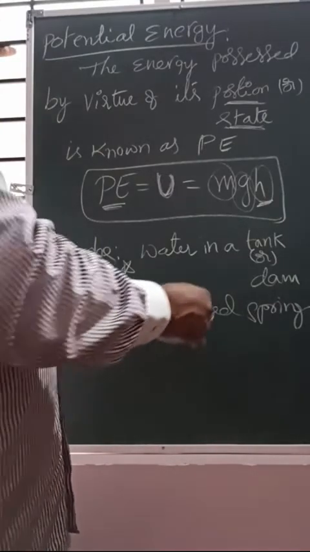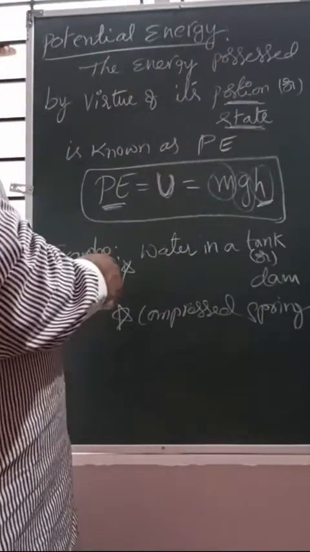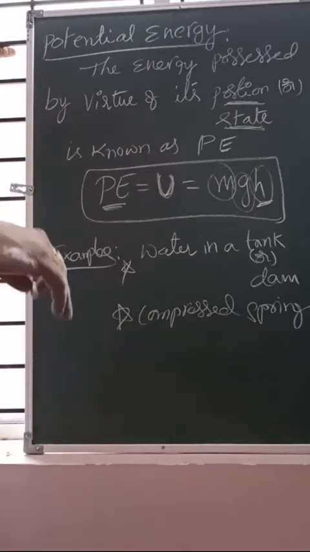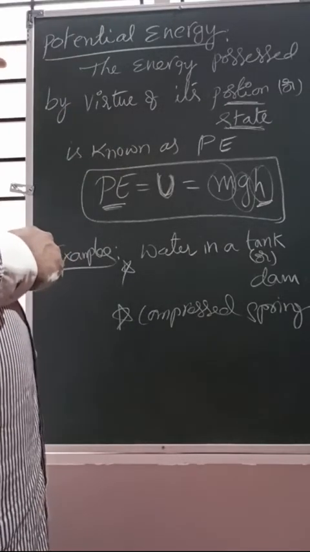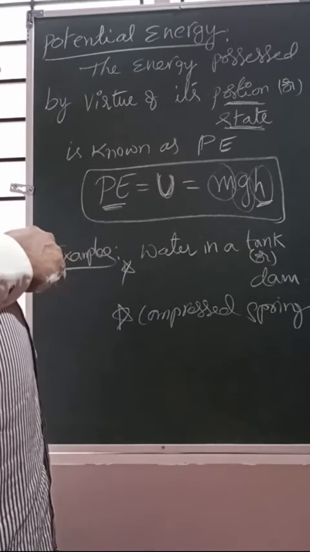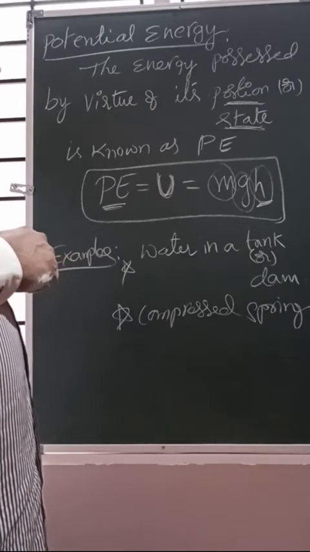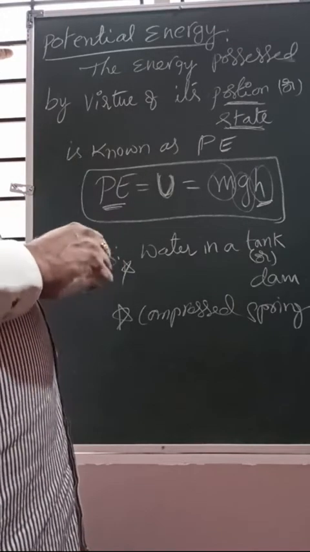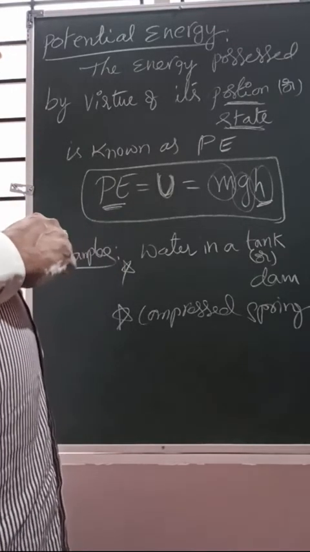What are the examples for that? Suppose water is stored in a tank upon our building. Upon our building means it has a certain height. So a body kept at a certain height possesses potential energy. So water stored in a tank above the top of the building, or water stored in a dam, is also potential energy.